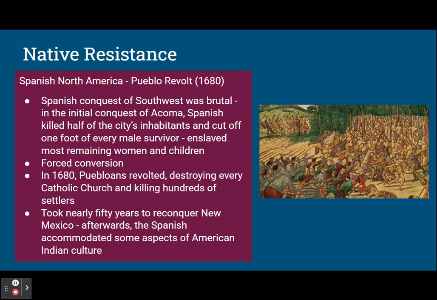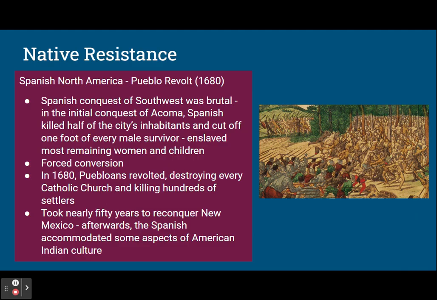After that, they went forward. There really wasn't a ton of resources in the Southwest. It is a desert, but they went forward with pushing forced conversion on native peoples there. Now, eventually, this is going to lead to a revolt. In 1680, the Puebloan people revolted, and in a reversal of what had happened 80 years before, they destroyed every Catholic church in the province and they killed hundreds of settlers.